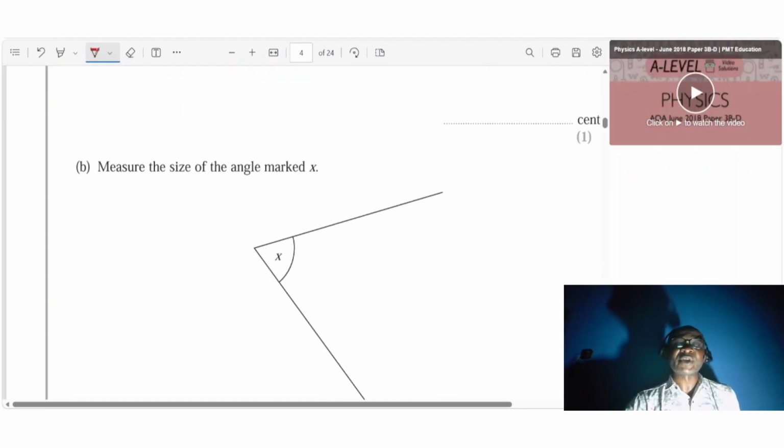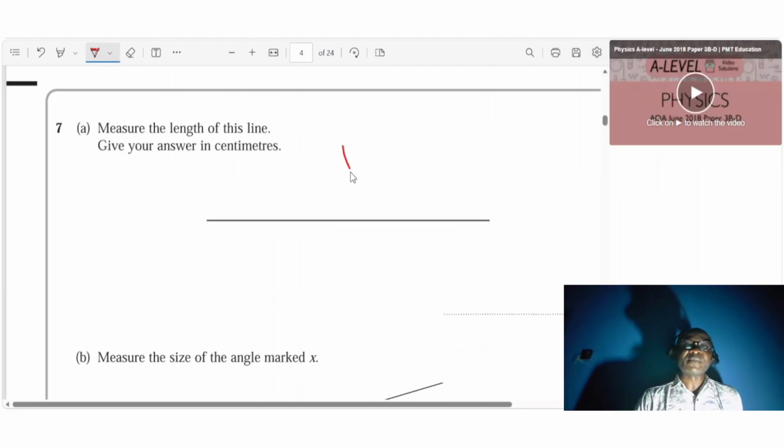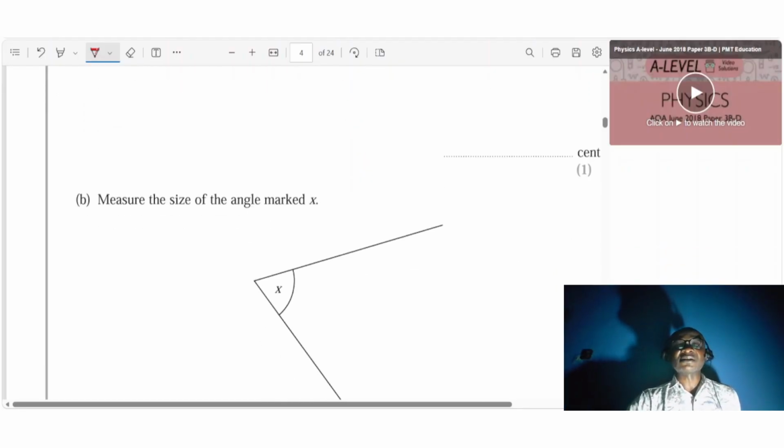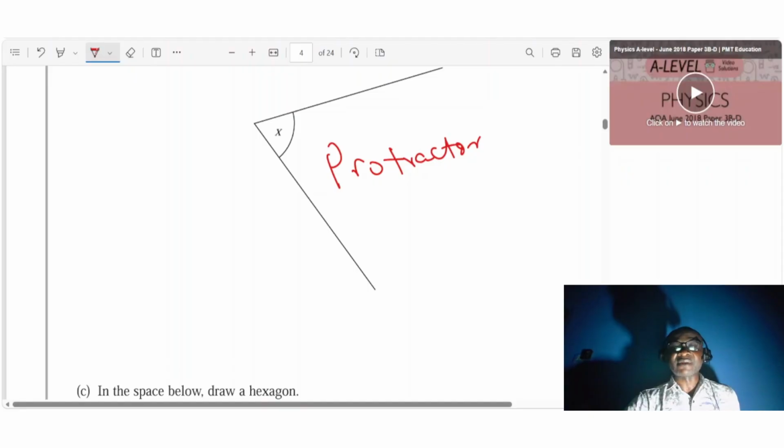This one you use what we call a protractor. In the A part, you use a ruler to measure, but in the B part, you use a protractor. Do you understand? Here you use a protractor to measure the angle and you will get the accurate angle.